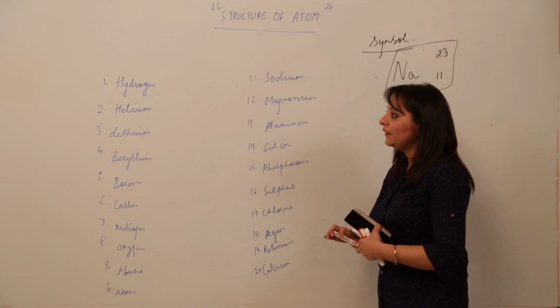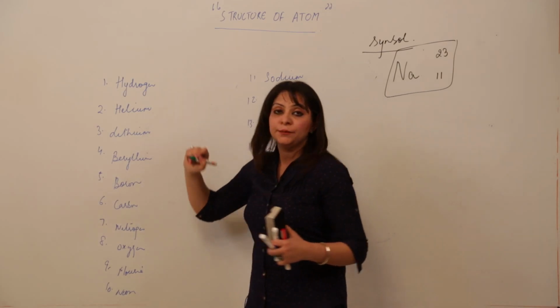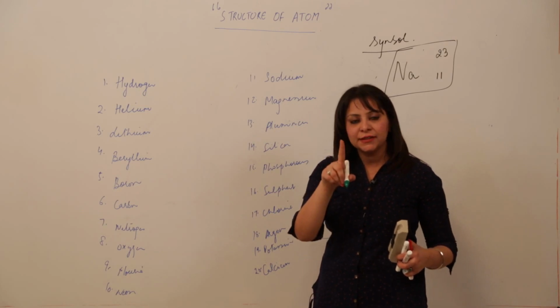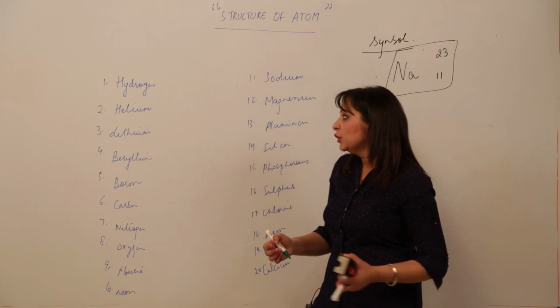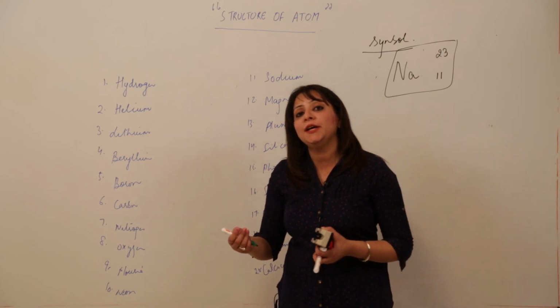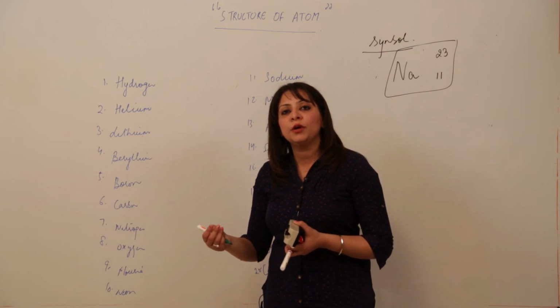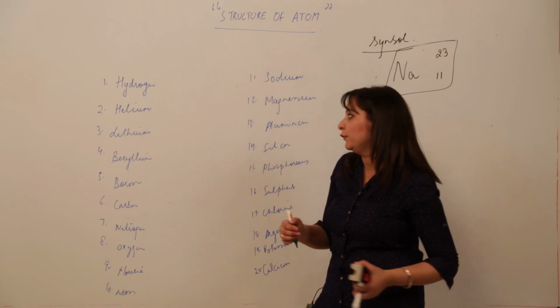Now we will be writing the symbols used for them. A symbol is either taken as the first letter or first two letters, or it is derived from the Latin name. So you need to remember those symbols, you can't build them, they are already specified by the IUPAC, the International Union of Pure and Applied Chemistry.